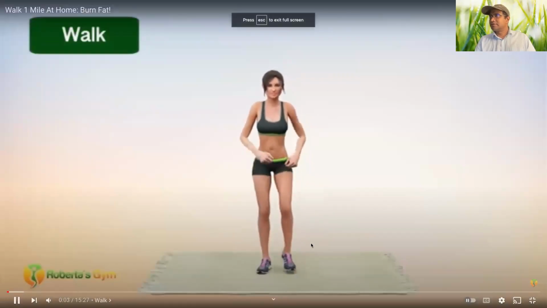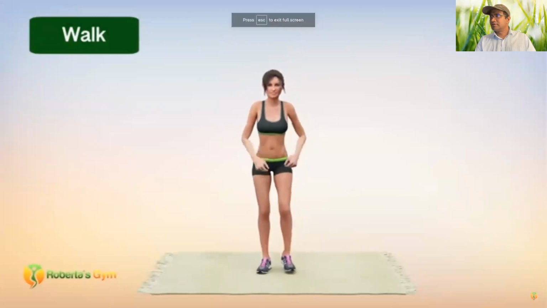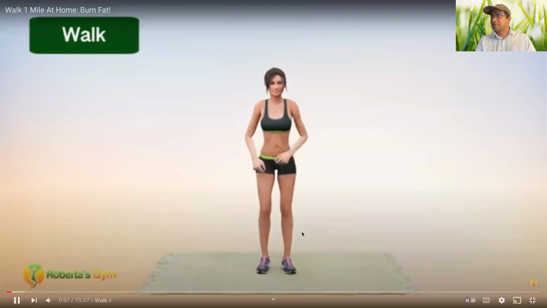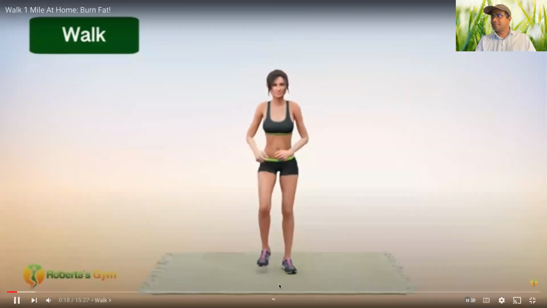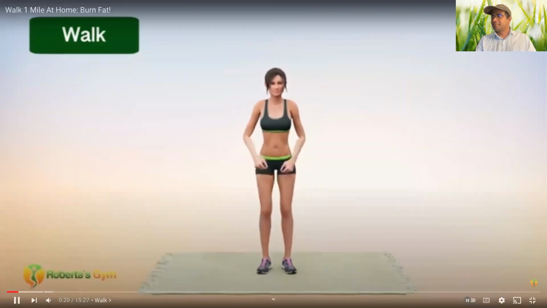Up next, walk. In 5, 4, 3, 2, 1, go. 1, 2, 1, 2, 1, 2, 3, 4, 1, 2, 1.